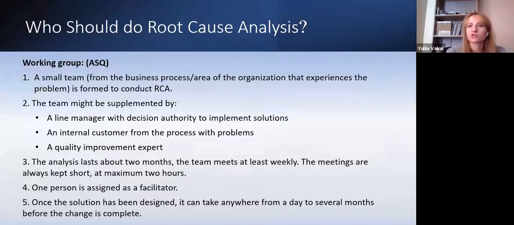The next week you start implementing some techniques. Then you start looking at root causes, something like this. And it could take up to 2 months. So one person should be facilitator, and when the solution is done, when you come up with some correction measures, again, it could take from 1 day to several months.